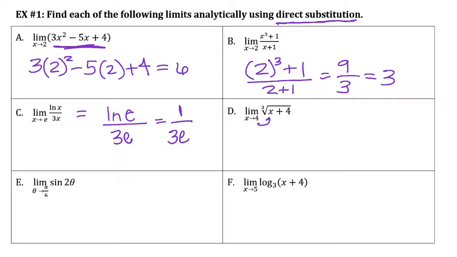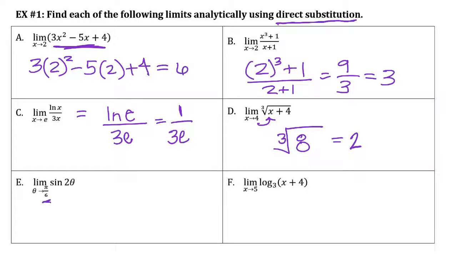Okay, same for d. I'm going to substitute in my 4. So that's going to give me the cube root of 4 plus 4, which is 16. So I don't need that ginormous root there, do I? Or 4 plus 4 is 8, not 16. Sorry, my mistake. And the cube root of 8 is 2. So that's going to give us a nice, neat answer.